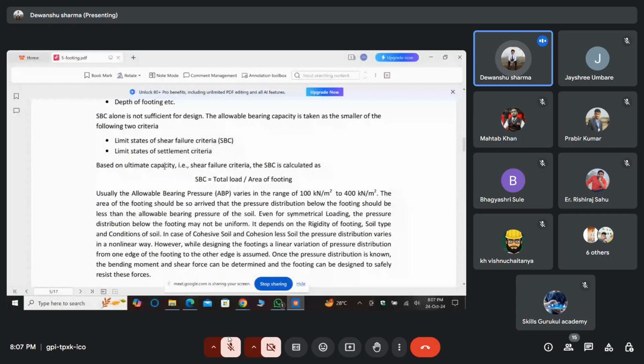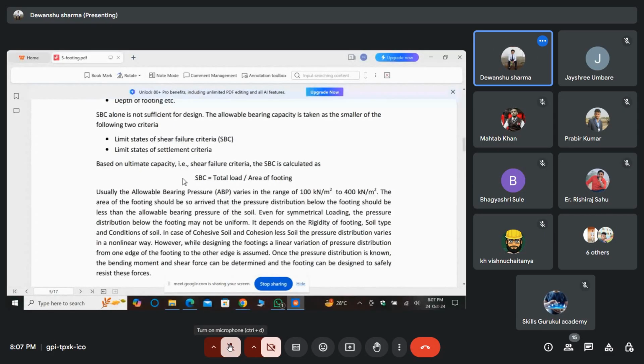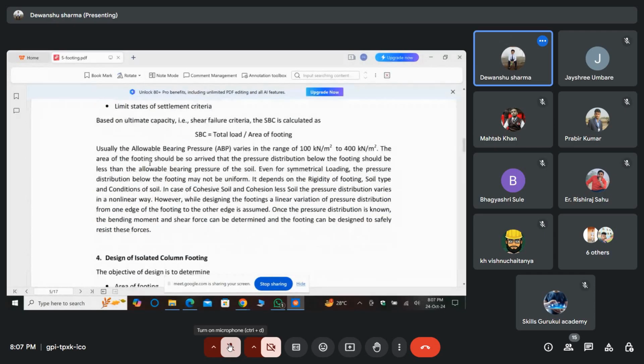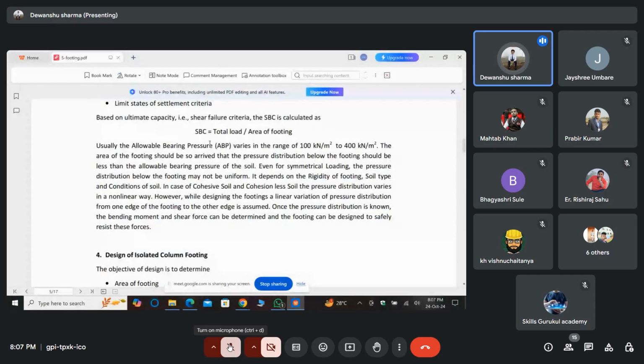Based on ultimate capacity, that is the shear failure criteria, the SBC is calculated as total load divided by the area of footing. Usually the allowable bearing pressure varies in the range of 100 kilonewton per meter square to 400 kilonewton per meter square. That is, per meter square of soil we can easily apply a load between 100 kilonewton and 400 kilonewton.